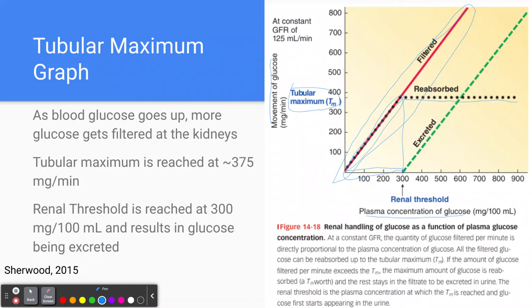This threshold is called renal threshold, and at 300, and is noted again by the dotted green line. So we see that here. Here's our excreted. And again, that starts to be a thing when we reach 300 milligrams per 100 milliliters of plasma. So this is going to result in something called glycosuria, which is essentially just glucose in the urine. And this is never normal.